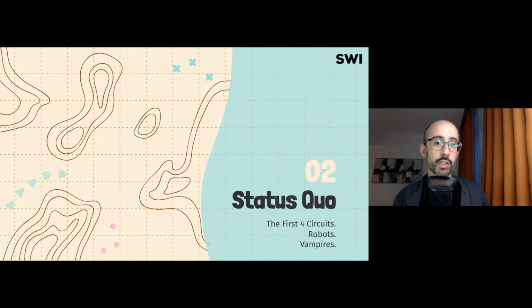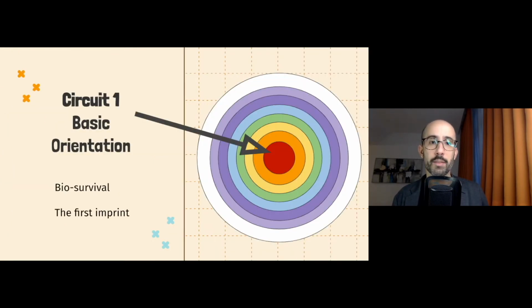I'll then close this part by describing why living a life limited to the first 4 circuits creates robots and, worse, vampires. Not literally, I mean those metaphorically. Circuit 1 is basic orientation. It's our nervous system's first program, or imprint, a term that I'll explain shortly.